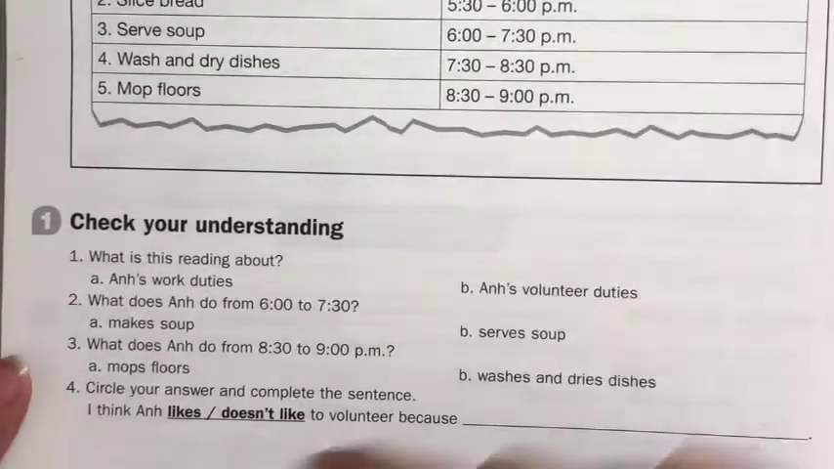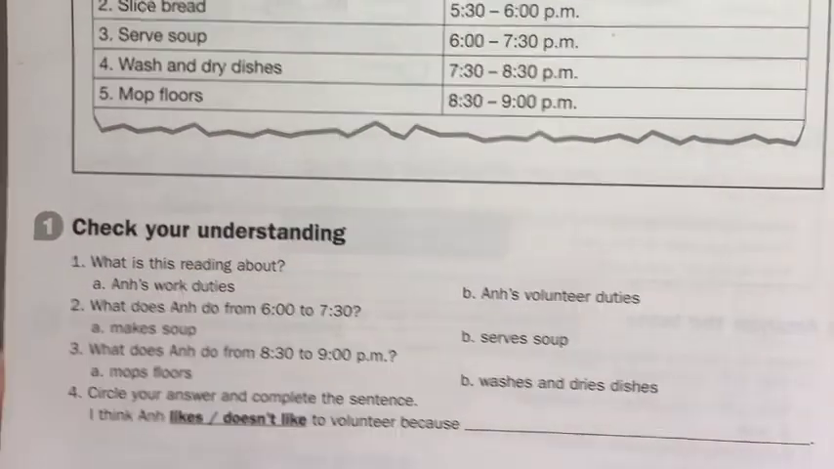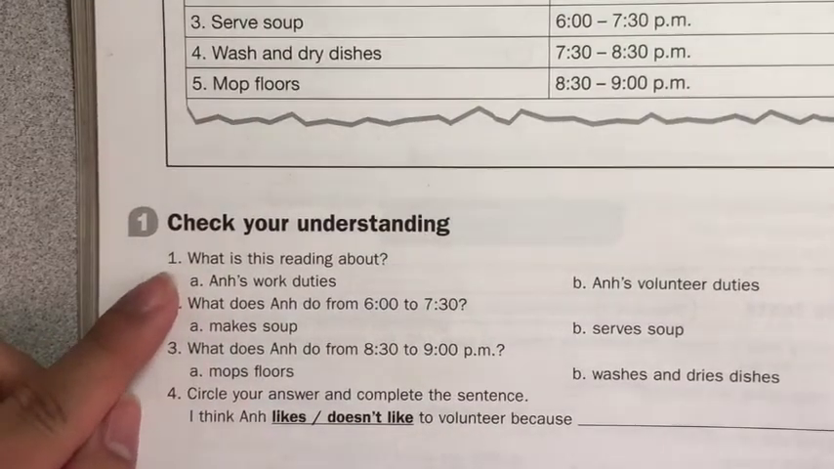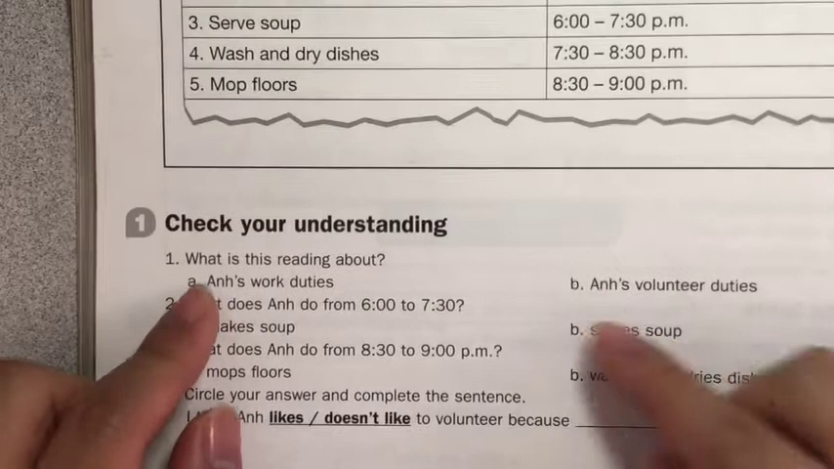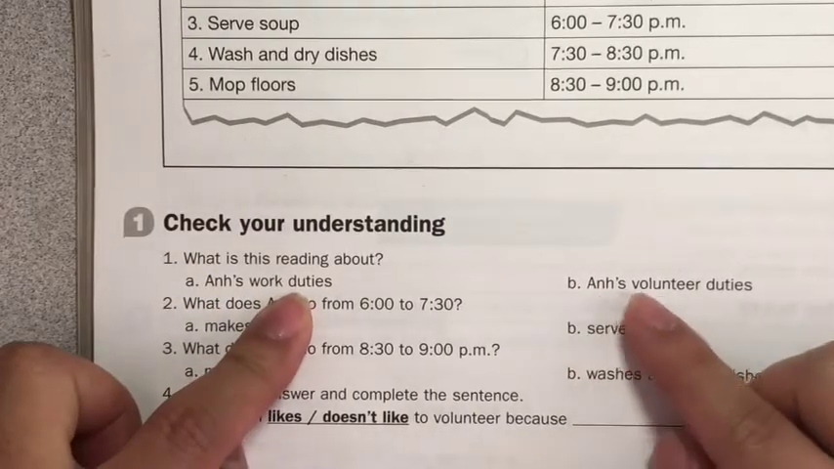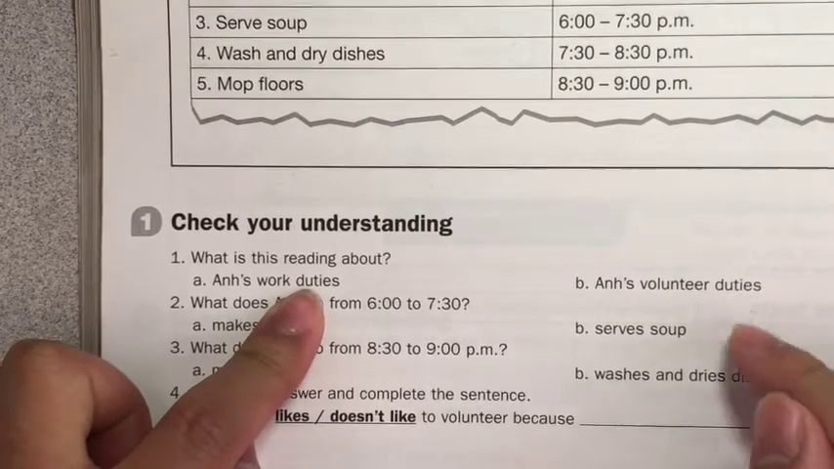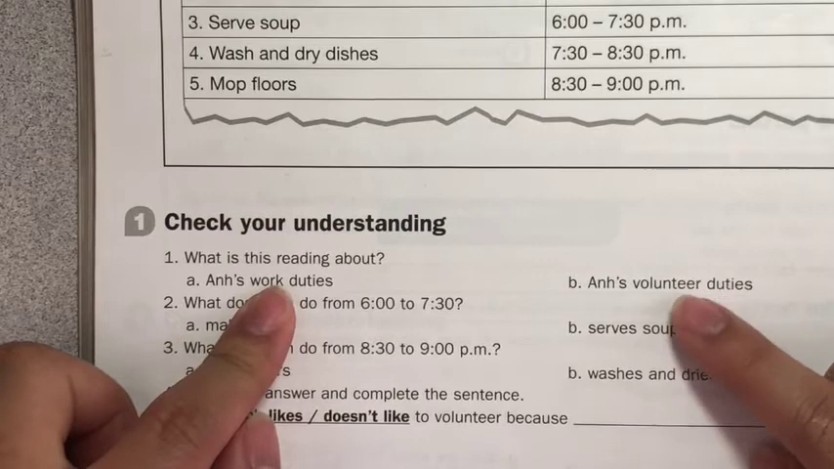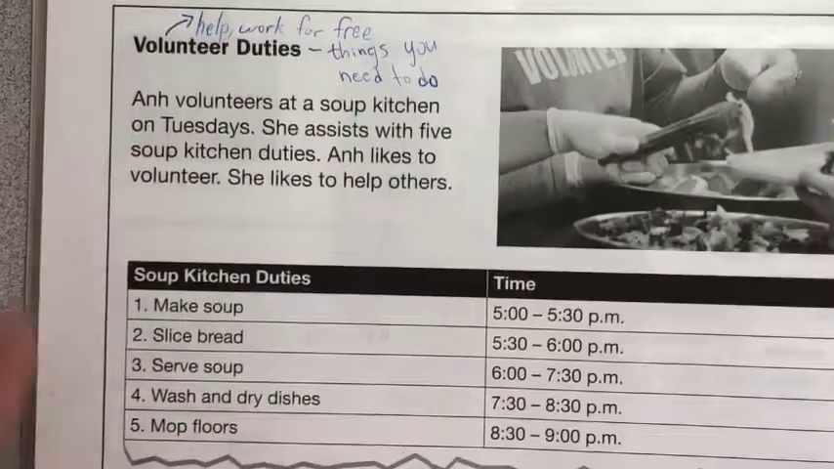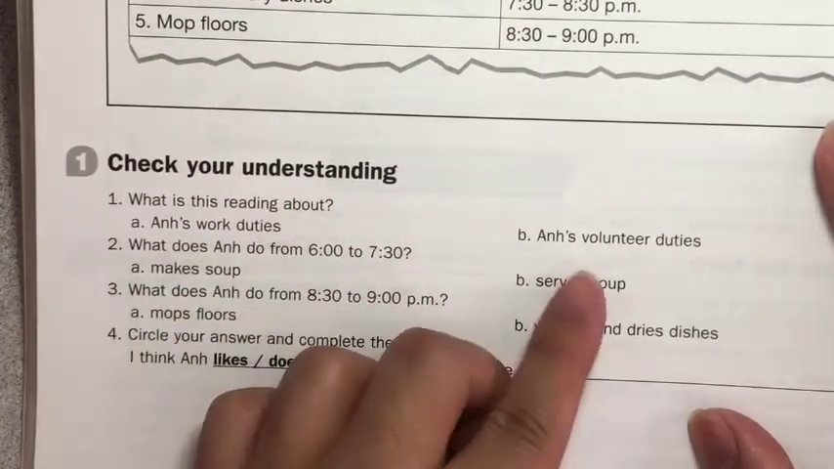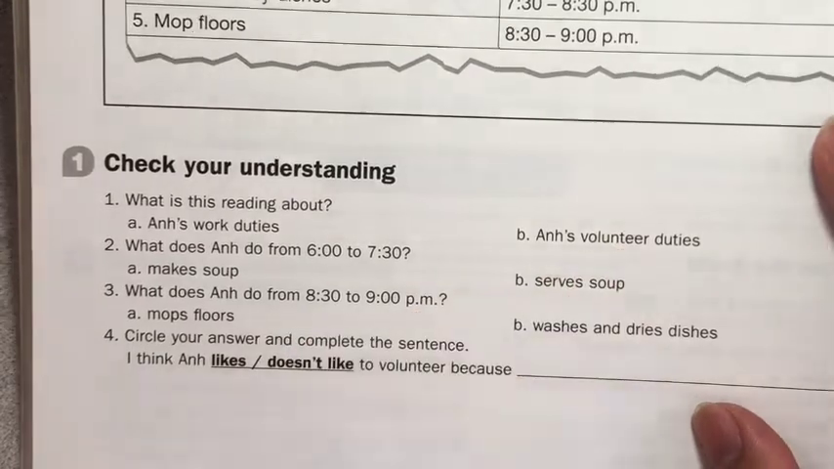So I want you to answer these 4 questions. Number 1, what is this reading about? A or B? Is it about Anne's work duties or is it about Anne's volunteer duties? Is this her job or is she doing this to volunteer? Anne volunteers. These are her volunteer duties. So this reading is about Anne's volunteer duties.